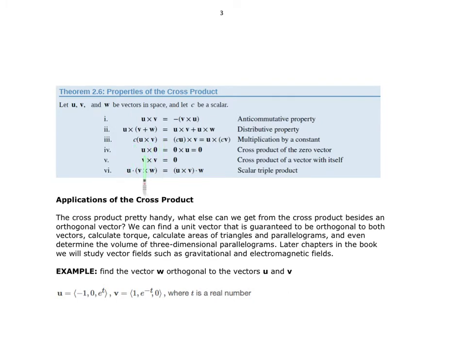If I have u crossed v, the only time it is 0 is when 0 crossed u is the same thing, and it happens to be 0. The cross product of a vector on itself is equal to 0. And then we have something called the scalar triple product, which means we're going to get this cross product, which is going to be a vector. Then we're going to do the dot product of that with my other vector, which will, of course, produce a scalar. I'm going to show you in a moment why we care about that one.